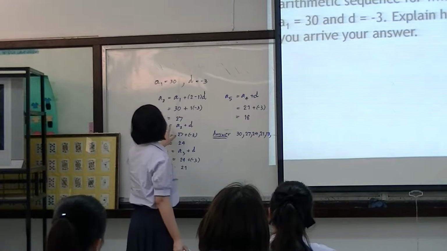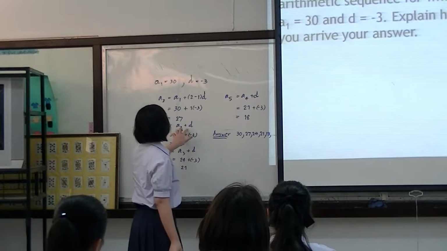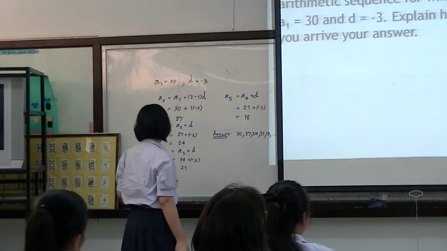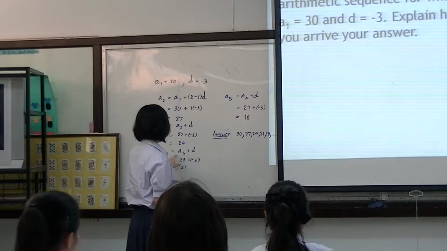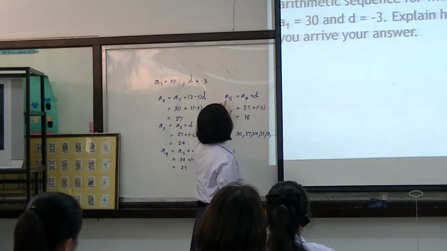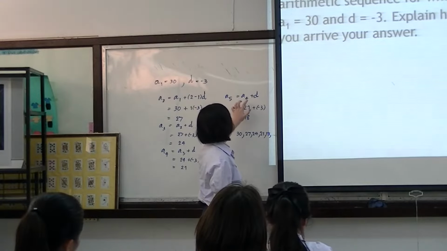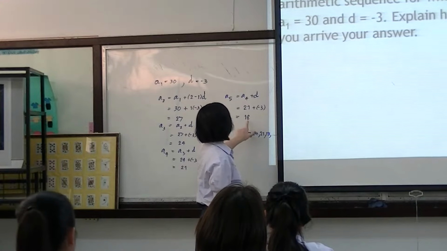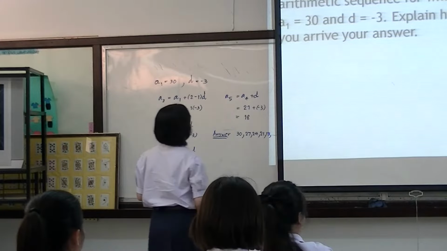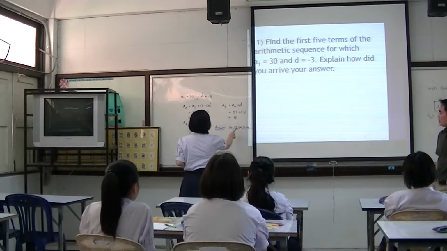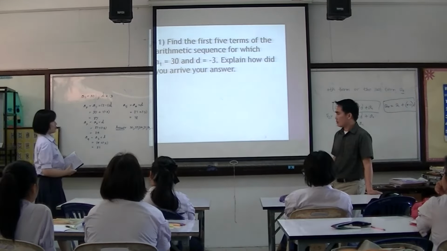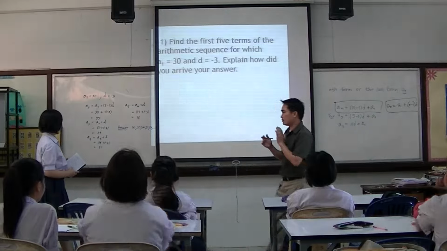So I use A sub 2 plus D, which is 24, and then A sub 4 equals A sub 3 plus D, which equals 21, and A sub 5 equals A sub 4 plus D, which equals 18. So therefore, the first 5 terms are 30, 27, 24, 21, 18, and so on. Alright, a big hand for her.